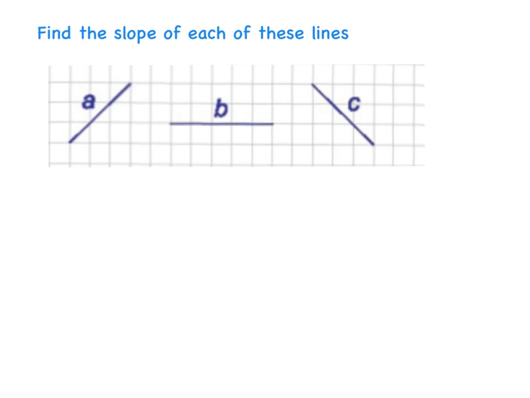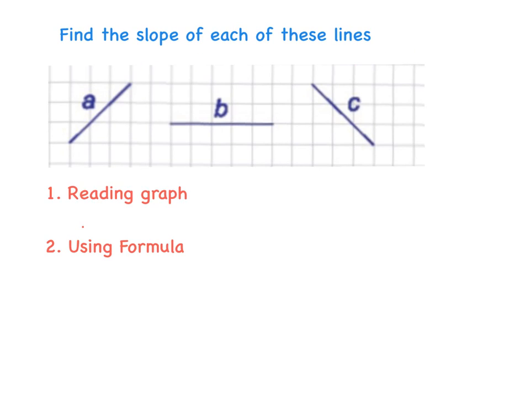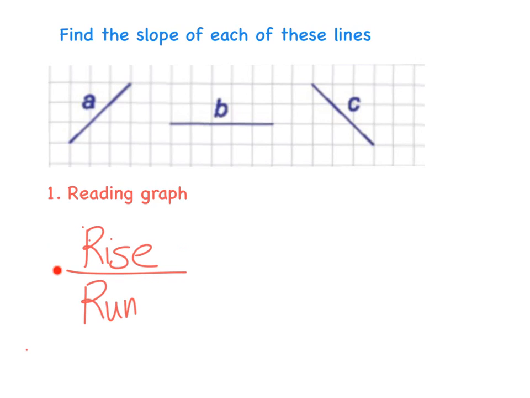Okay, so we can tell if the slope is going to be negative or positive, but how can we find the slope of each of the lines? There are two methods for doing this. The first one is through reading the graph, and the second, much like our distance and our midpoint, is using a formula. We're going to first look at reading the graph. We can find the slope by reading a graph by using a formula called rise over run. And you've met this line before, and this line means division.